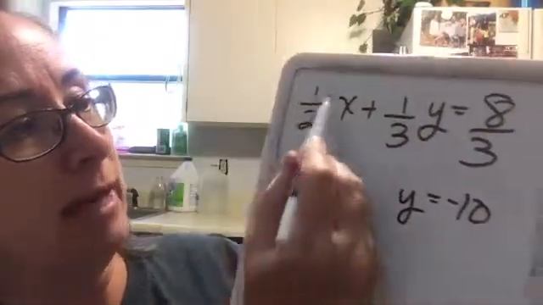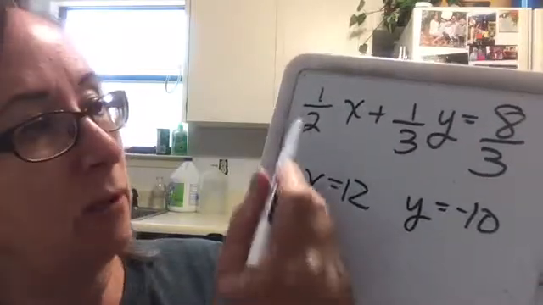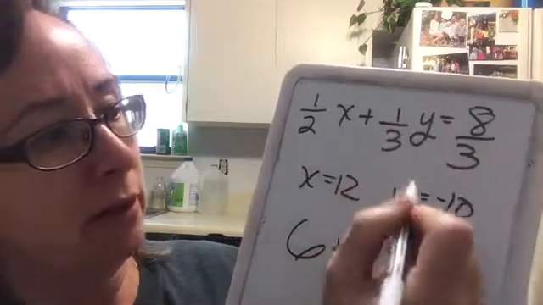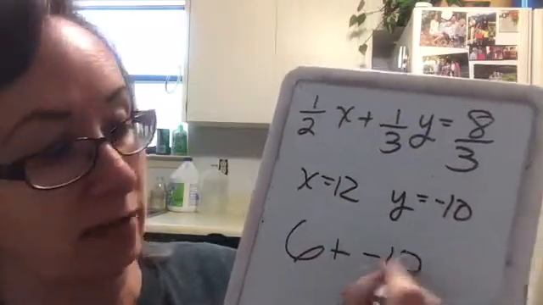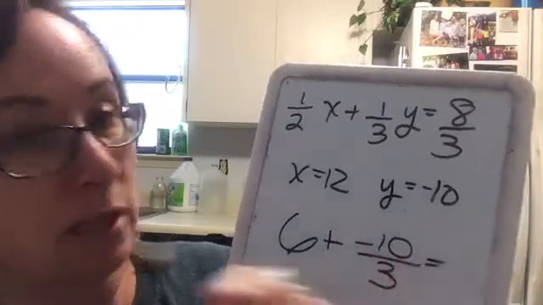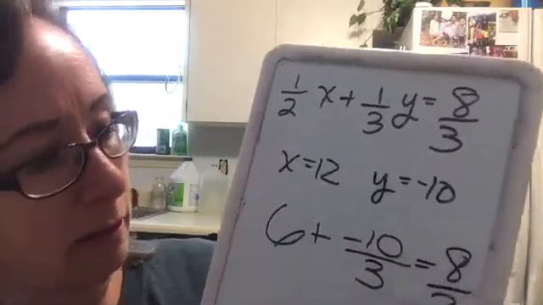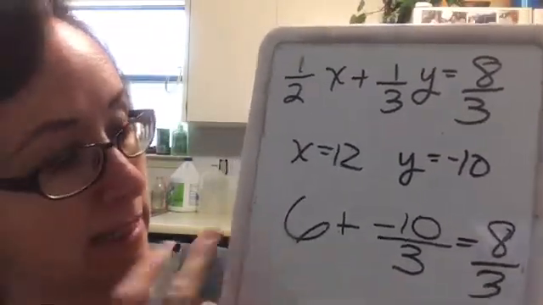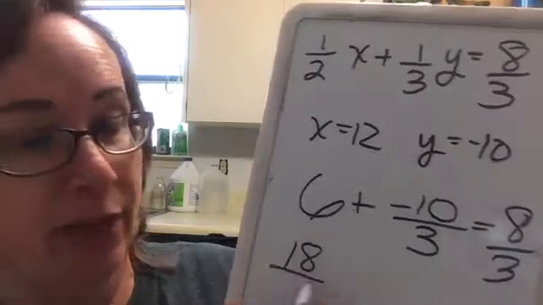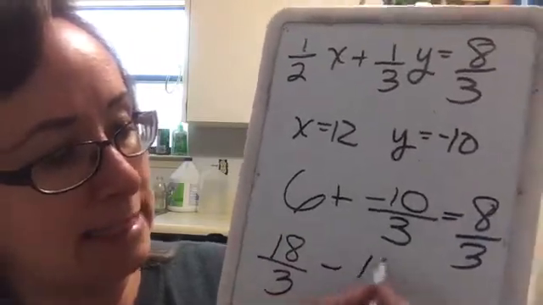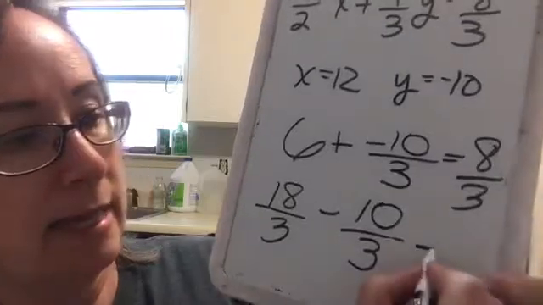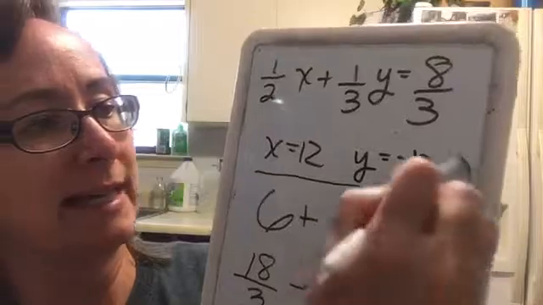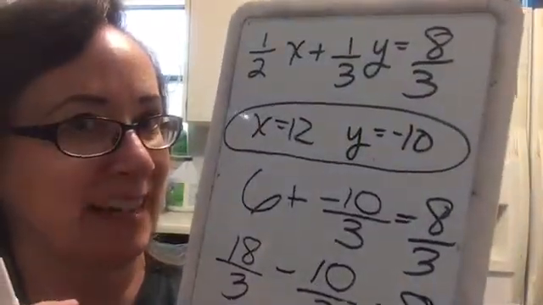And now I've got 1/2 of 12, and 1/2 of 12 is 6, and 1/3 of -10 is just -10/3, is equal to 8/3. Well, can we write 6 as a certain number of thirds? And the answer is yes. So 6 is 18/3 minus 10/3 is 8/3. And it's true. Therefore, this is my solution set of the equation.